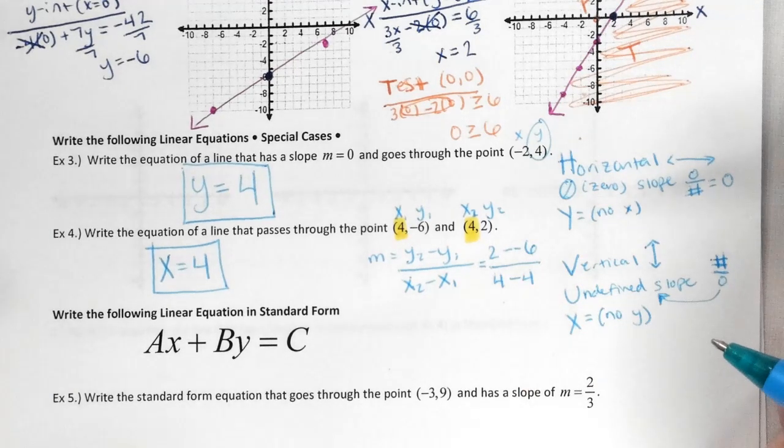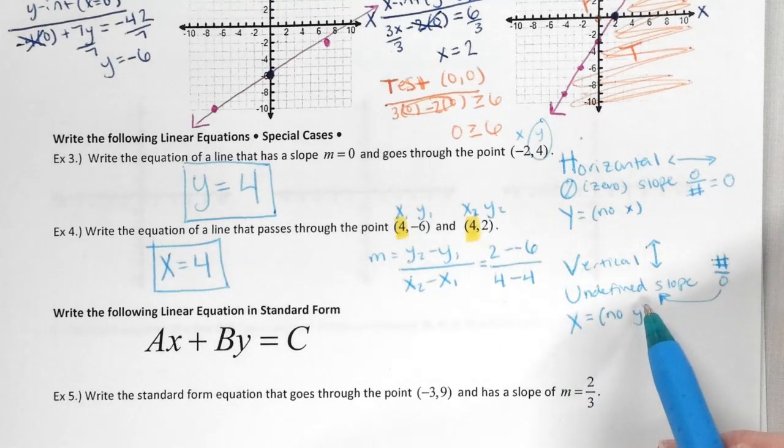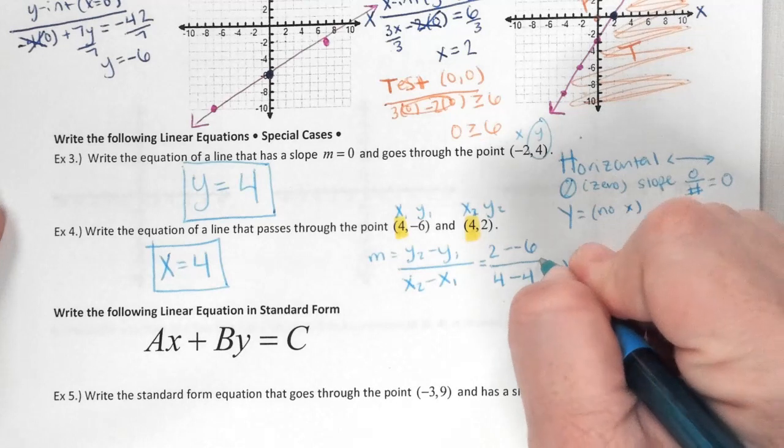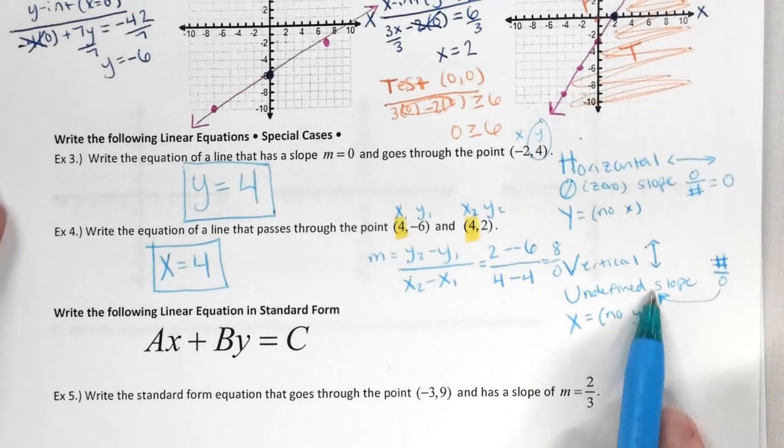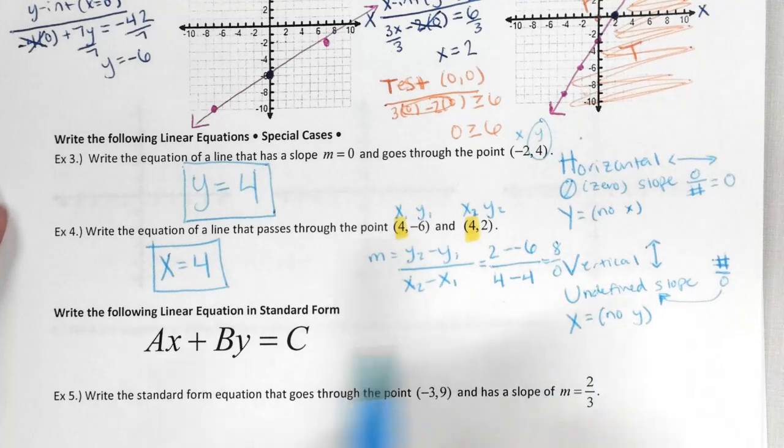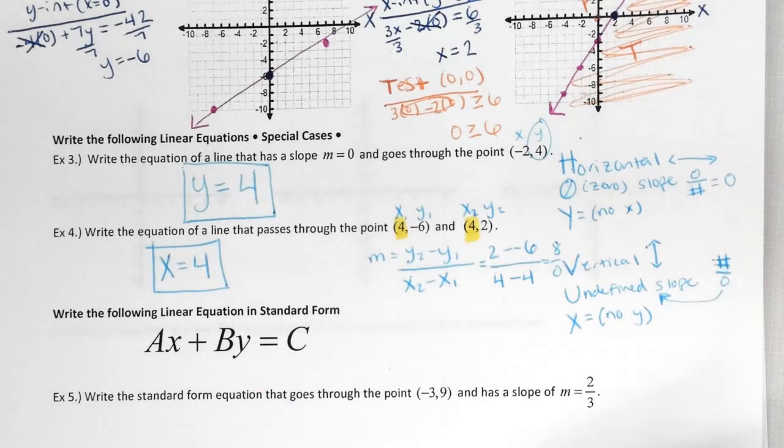If I type this in my calculator, it's going to tell me error, divide by 0. As soon as I see error, I should know it's undefined. Yes? If I do it by hand, I get 8 over 0, and what did we say when 0 is on the bottom? It's undefined. So again, I know it's x equals. Does that make sense? Okay.